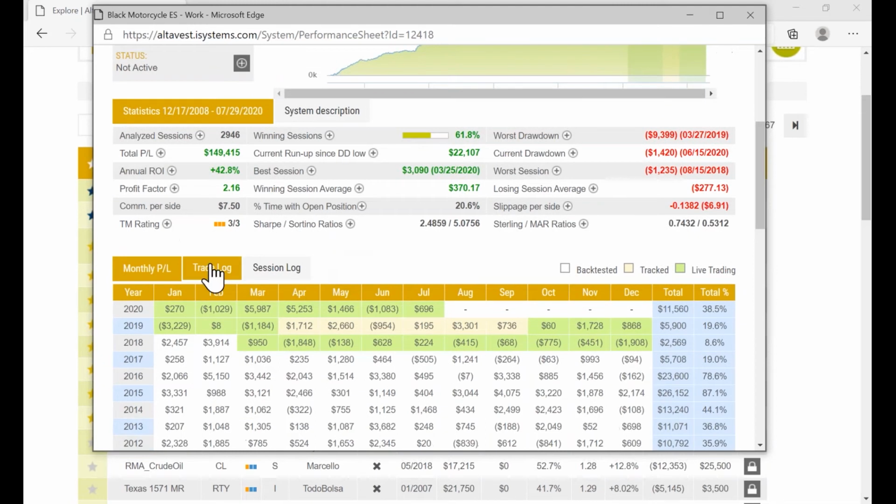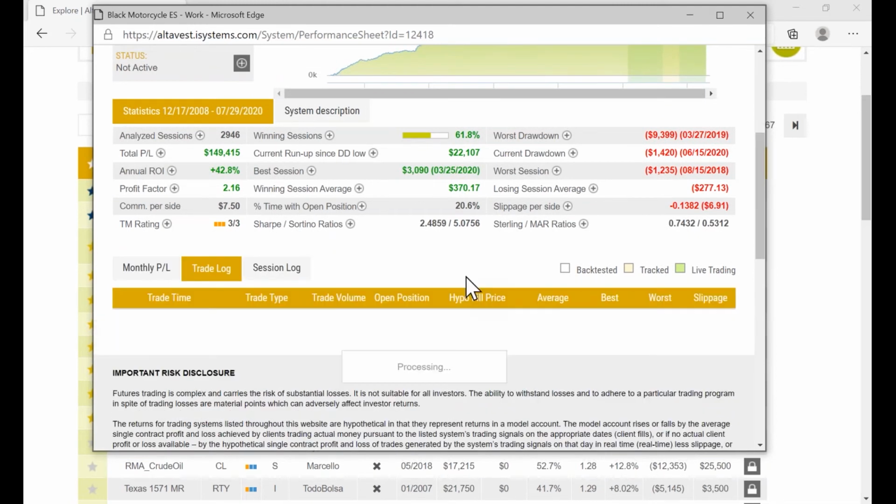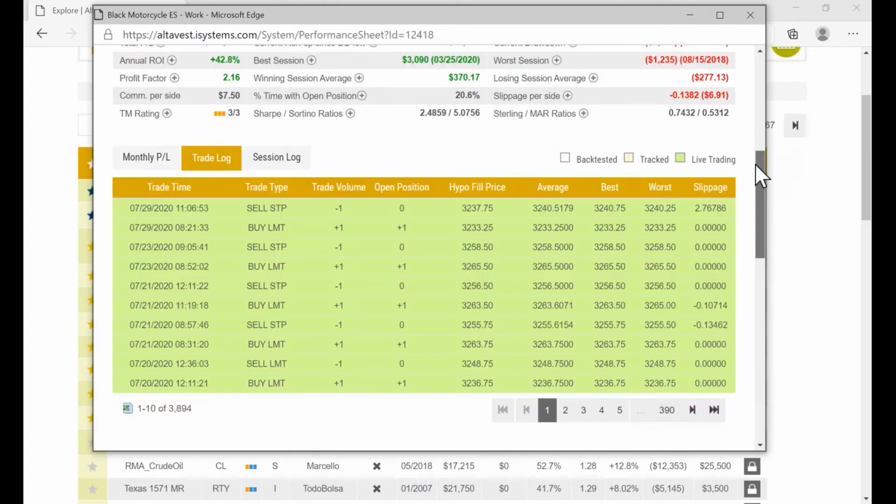And if you want even more granularity, you can look at the trade log. So you can see all the trading history. You can go back, well, there's 390 days worth, or not days, but I guess you could say the pages worth of data. So you can see here, the 29th, yesterday was the last trade. You can see the results here. The fill price, the best price, the worst price, accounts for slippage and all that.